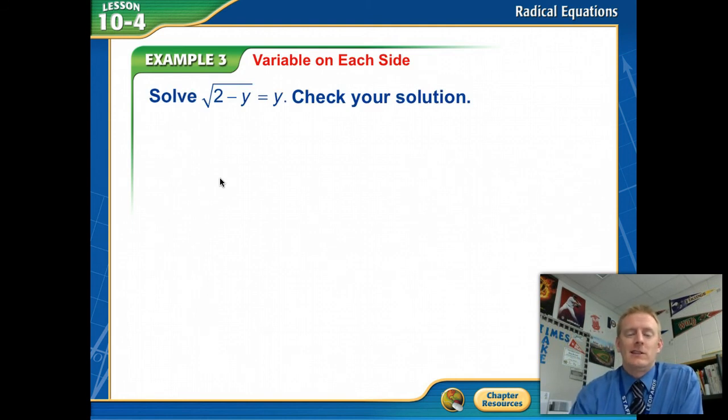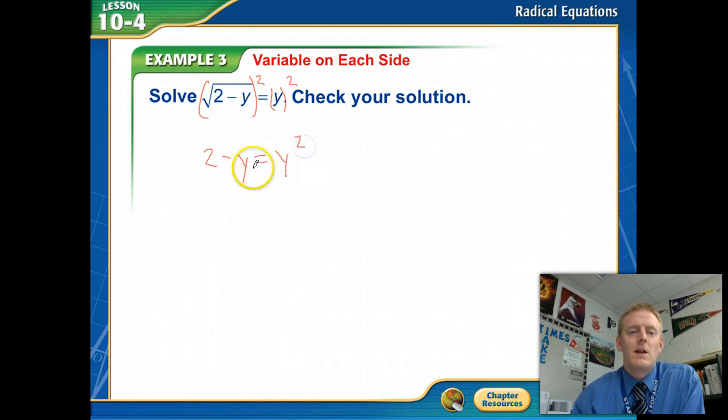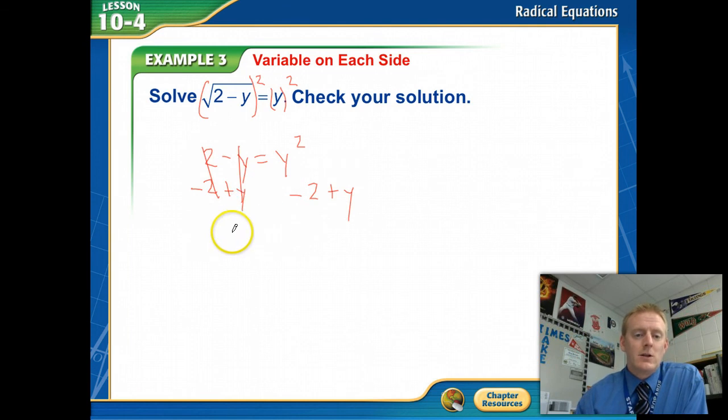Here is where things get just a touch more tricky. In order to get the y's by themselves, we again have to square both sides. So when we square both sides, we get 2 minus y is equal to y squared. Now we're going to make this just like we did in chapter 7. We're going to get the y squared and have this equal to 0. We like our y squareds to be positive, so we're going to go minus 2 and plus y to both sides. So that cancels and that cancels. So I have 0 is equal to y squared plus y minus 2.